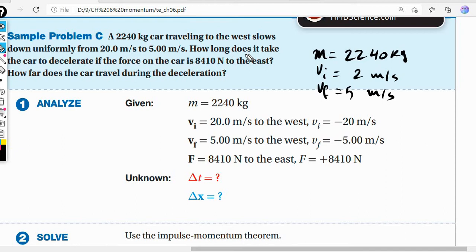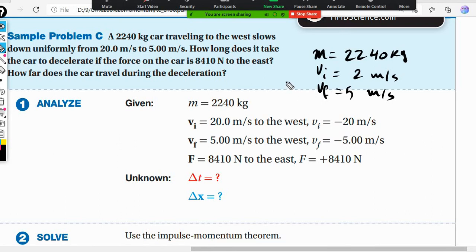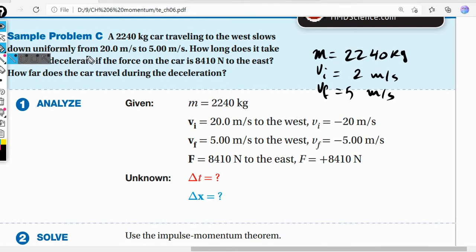But here, guys, you have a very simple but important note. You should be careful about the direction, because the velocity and the force are both vector quantities. He said the car slows down uniformly, traveling to the west. West will be negative, south also negative. West negative, east positive, north positive, south negative. Because of that, you put negative here and negative here.